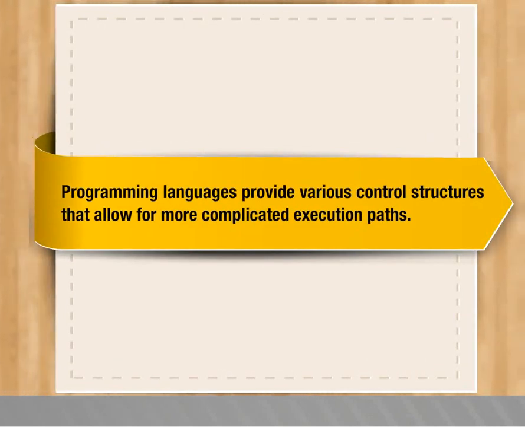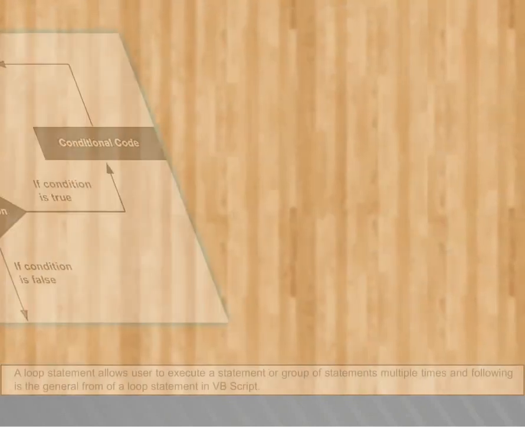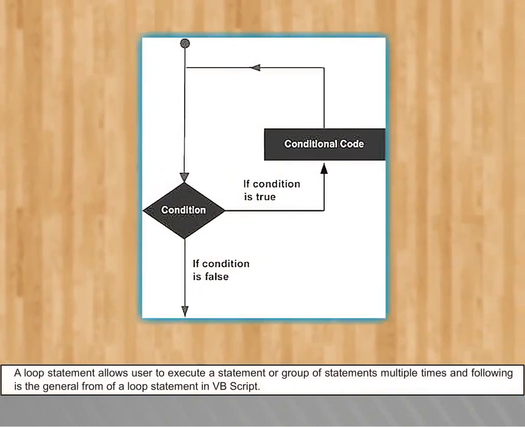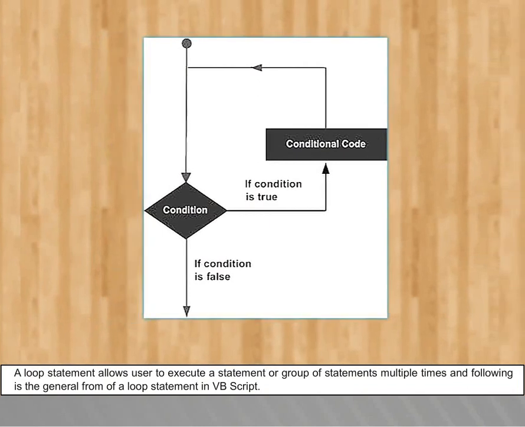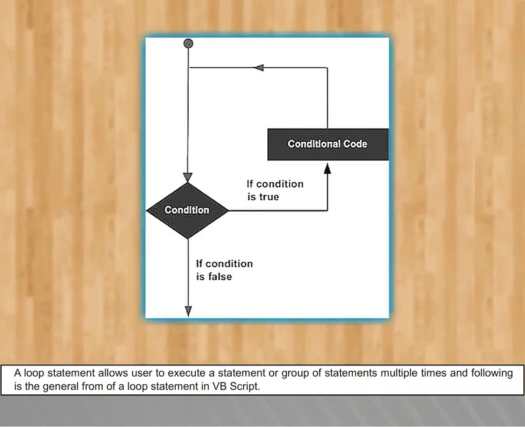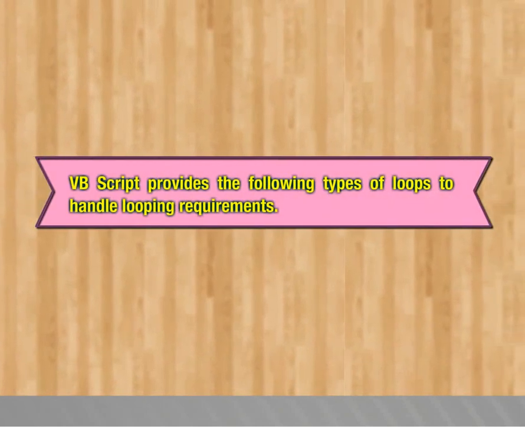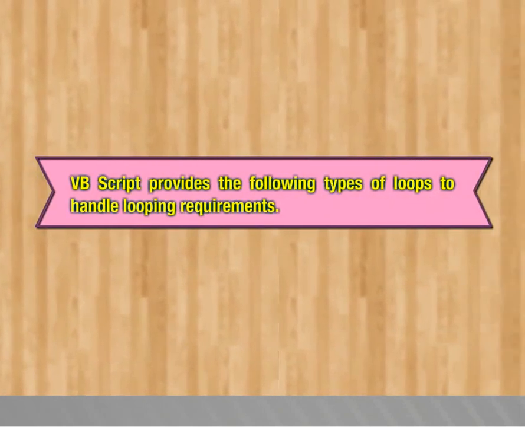Programming languages provide various control structures that allow for more complicated execution paths. A loop statement allows the user to execute a statement or group of statements multiple times, and following is the general form of a loop statement in VBScript. VBScript provides the following types of loops to handle looping requirements.